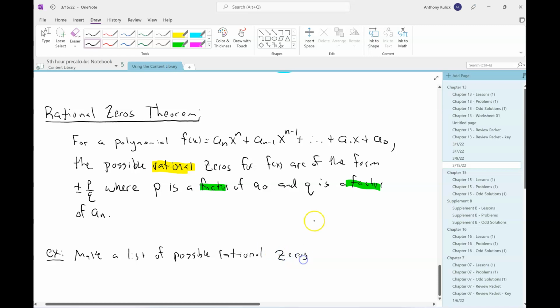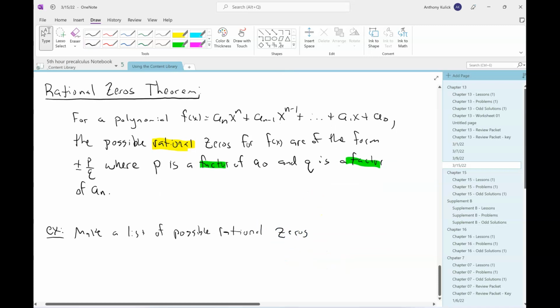I think I'm going to start abbreviating the phrase possible rational zeros just PRZ, kind of from here on out, because it's going to come up a lot, and there's a lot of letters that I can skip.